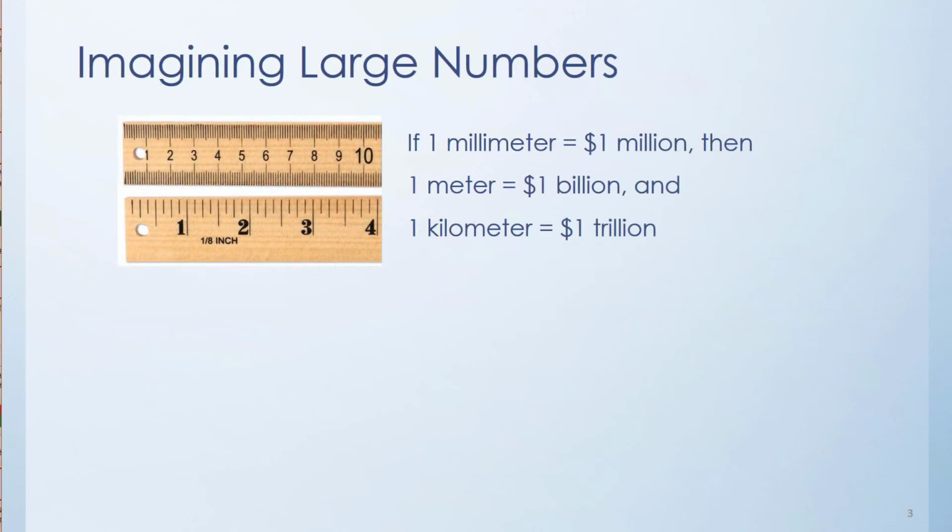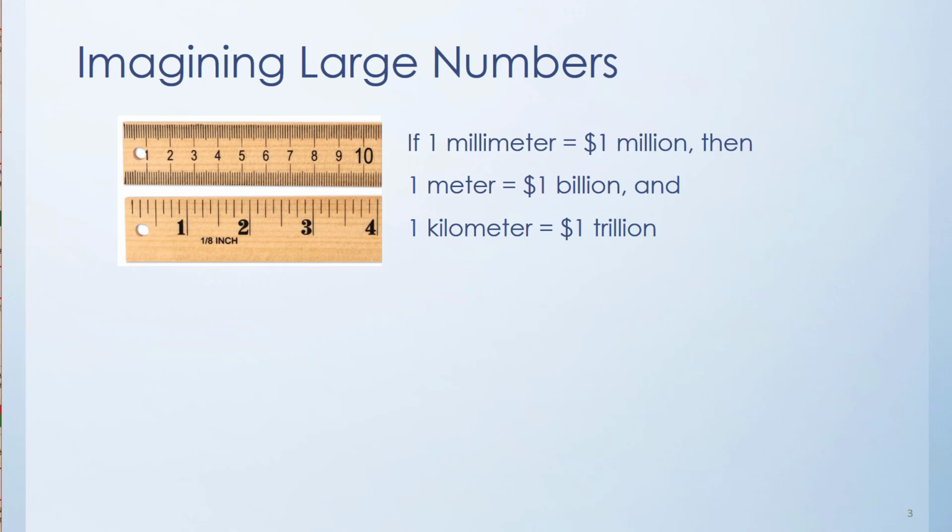Human beings struggle to imagine large numbers. And in this video, we're going to talk about some very, very large numbers. So to help you conceive of those big numbers, if you imagine that a millimeter is equal to $1 million, and many of you can probably imagine what $1 million is. You might even have $1 million in the bank. Or maybe your house is valued at $500,000 or $1 million.